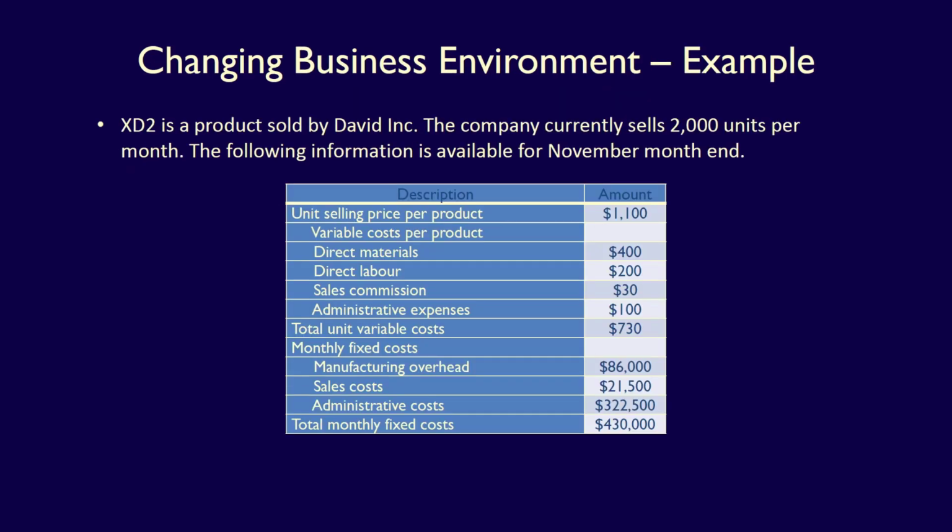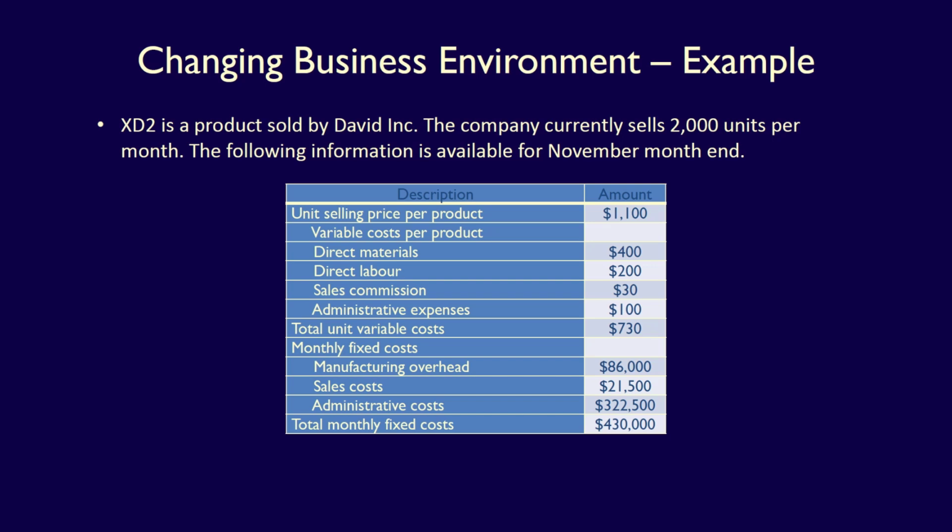an example. We'll use David Inc., a company which manufactures XD2. The company currently sells 2,000 units per month. The following information is available for the month of November. Selling price per unit, $1,100.